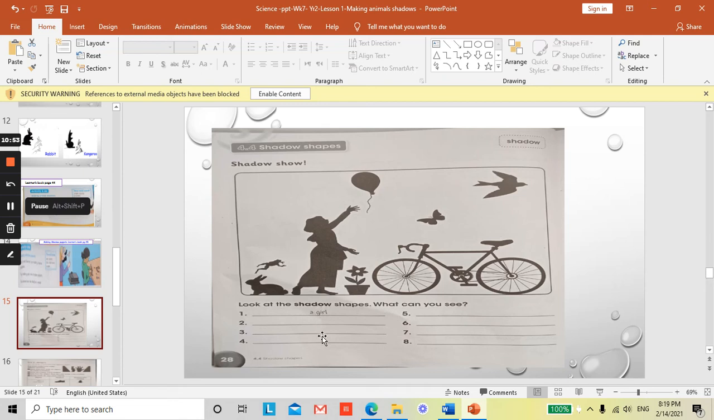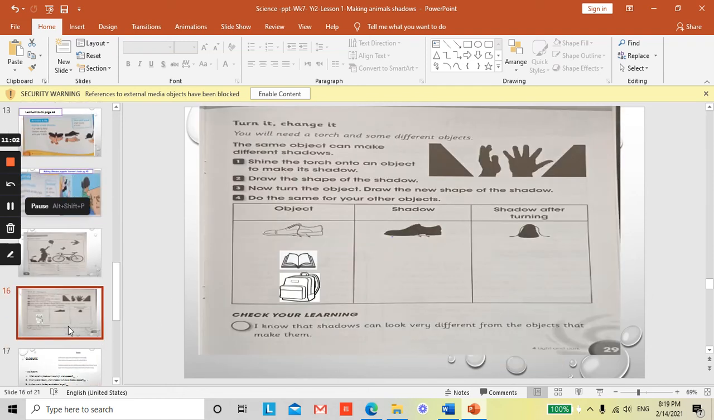So you need to write down what you can see in this picture. Next, here, draw the shape of the shadow. So here I have the objects: the shoes, the book and the backpack. Here you need to draw the shadow. The first one has been done for you. You need to draw the shadow of the book and the shadow of the backpack. Later, you need to turn the object and then draw the shadow again.